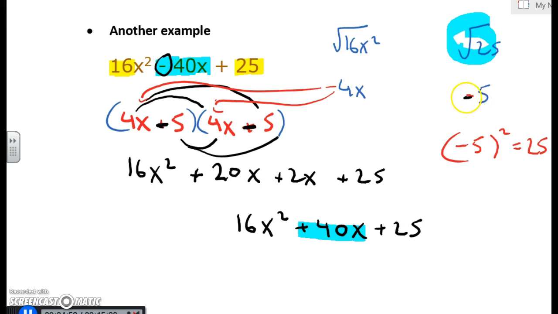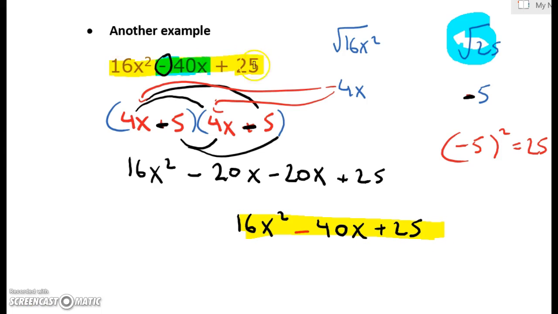You take a negative version of the square root of the last term. Let's try this. If I were to FOIL this now, instead of these positives, that should have been a 20 there, I'll rewrite it. Instead of the positive 20 now, I should get a negative 20x minus 20x. And then down here, when I combine those like terms, I should get a negative 40x. Okay, so check that. That is what we started with, so that is how to do that one.